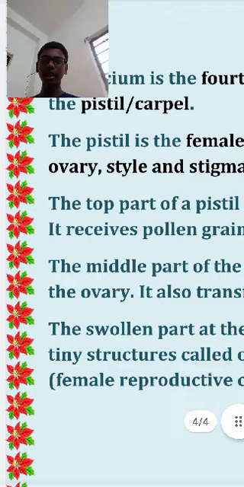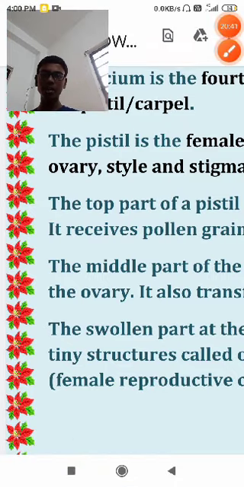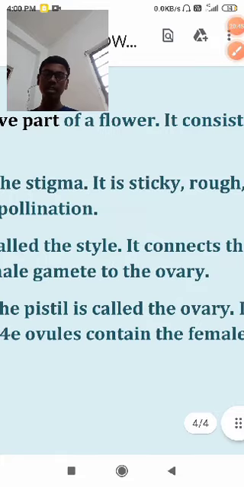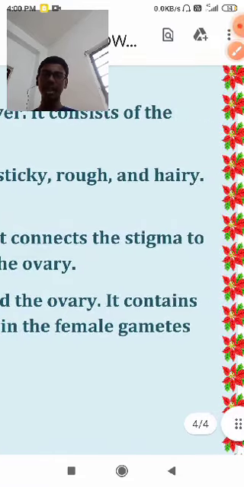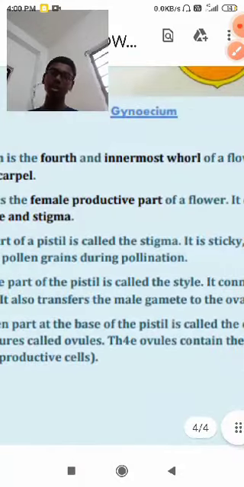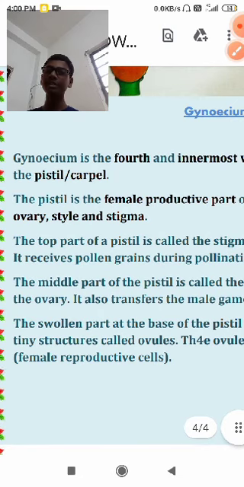Now I'm telling this one at first. The top part of the pistil is called the stigma. It is sticky, rough and hairy. It receives pollen grains during pollination. What is pollination? I will tell you later.